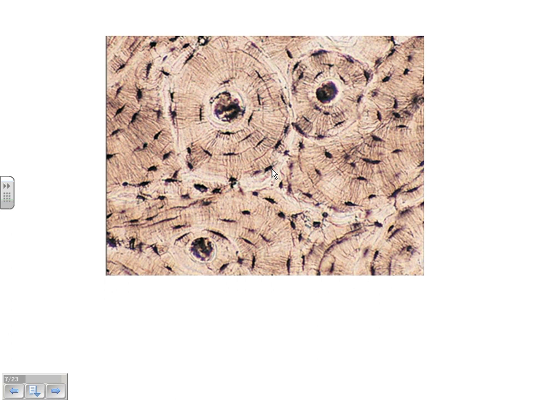Why don't I ask this question? What do all connective tissues have? Name the three components of all connective tissues. Ground substance, fibers, and cells. Very good. What are the three types of fibers? Elastic, collagen, and reticular. Very good.